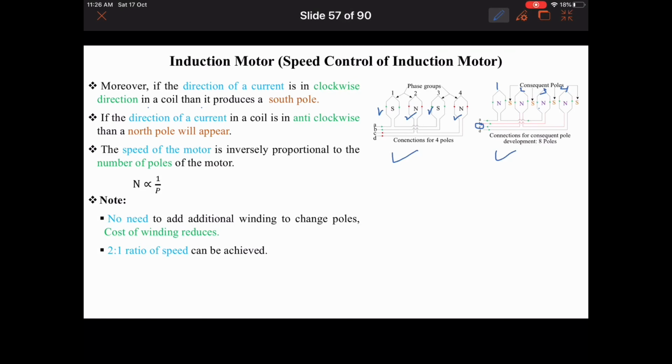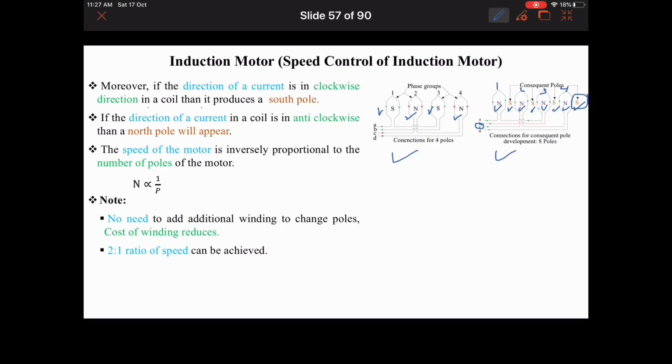As the direction of current is anti-clockwise, it means the north pole will appear inside, and as we know, always 2 poles will appear, one north and the second south. So, if the north pole is appearing inside the coils in this picture, it means the south pole will appear here, and we call these south poles consequent poles.